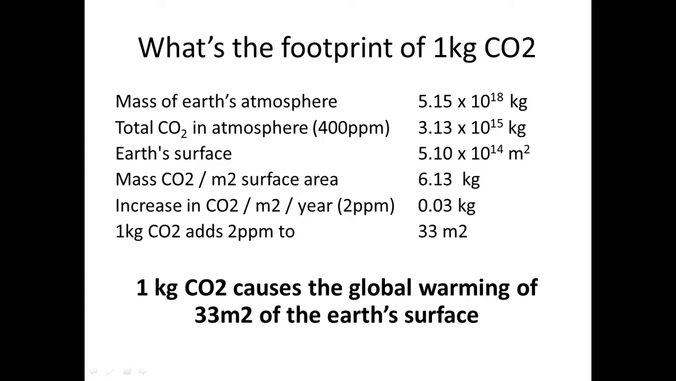And then taking the increase in CO2, we can see that 1 kilogram of CO2 will add 2 parts per million to 33 square meters. So that means that 1 kilogram of CO2 is causing the global warming of 33 square meters of the Earth's surface per year.